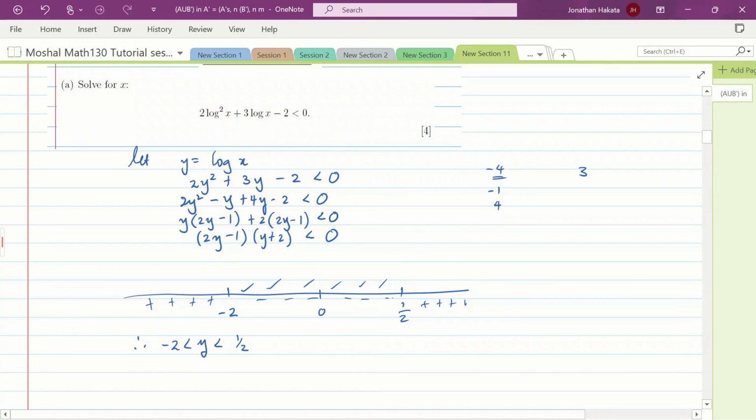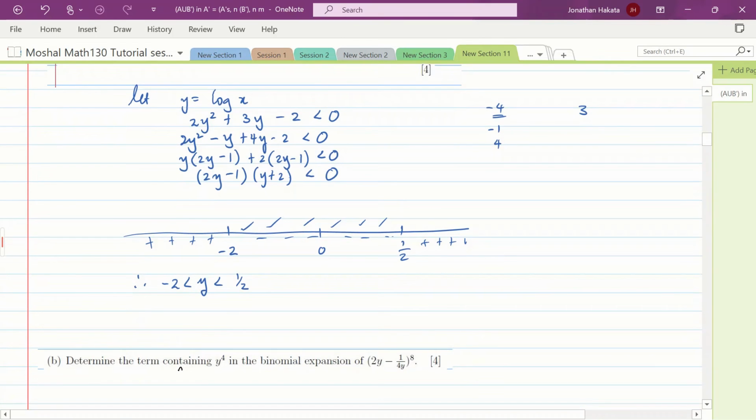You can leave your answer from the inequality with that. But remember, our y is our log x. We were given this problem in terms of x, so we have to revert back. So we are going to say minus 2 is less than log x less than half. We just replace y with log x.